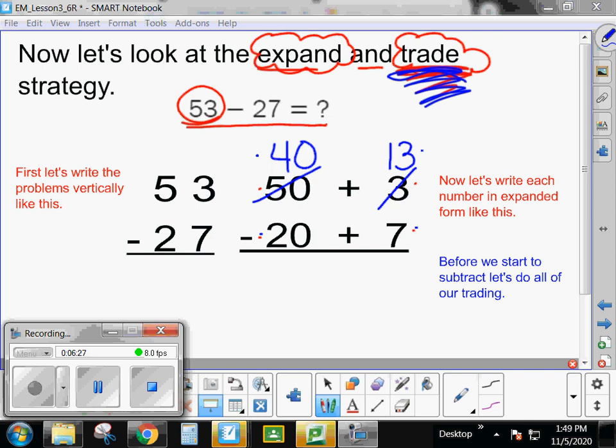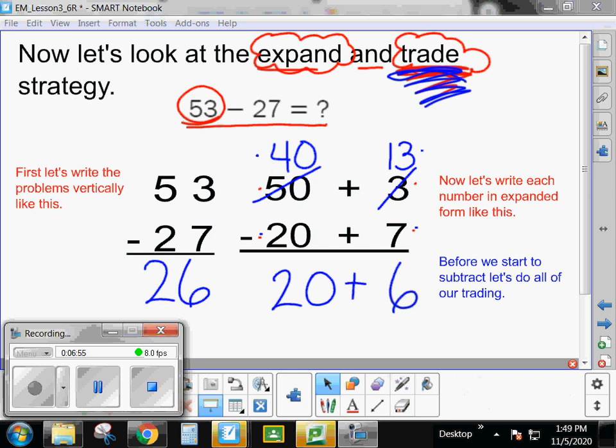If you do all of your trading first, it really doesn't matter which place value you start to subtract. You can start subtracting in your tens place, or you can start subtracting in your ones place, as long as you did all of your trading first. All right, so I'm going to go ahead and start with my ones place. 13 minus 7 is 6. 40 minus 20 is 20. And when I put those two numbers together, I have 26.